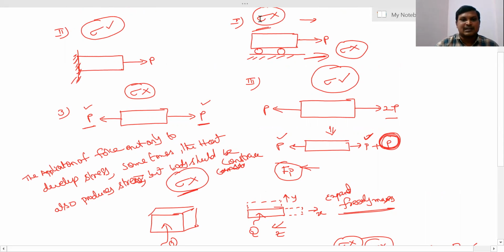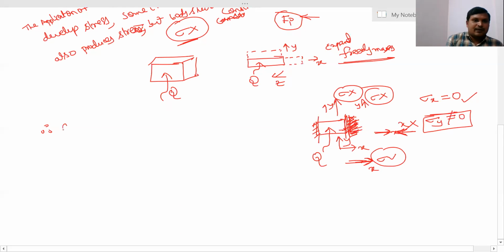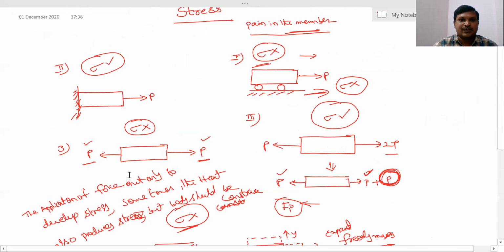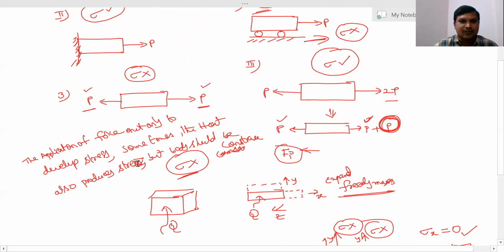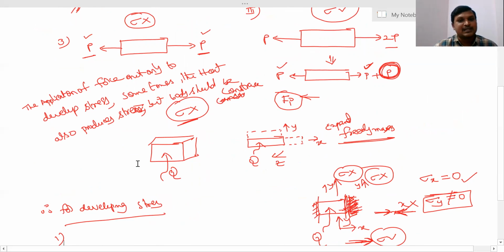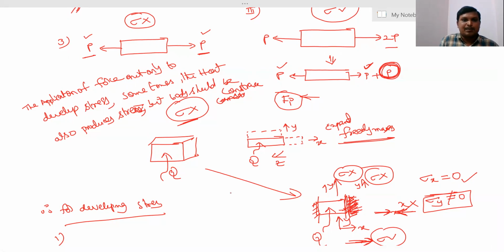So for developing stress, there should be two conditions. By observing the first case, you are applying the force. In the second case also you are applying the force, in the third case also you are applying the force. In the fourth case, which is a special case, you are not applying a force, but you are applying heat. In this example, a stress is developed. So not only force is required for developing stress, it may be heat also.